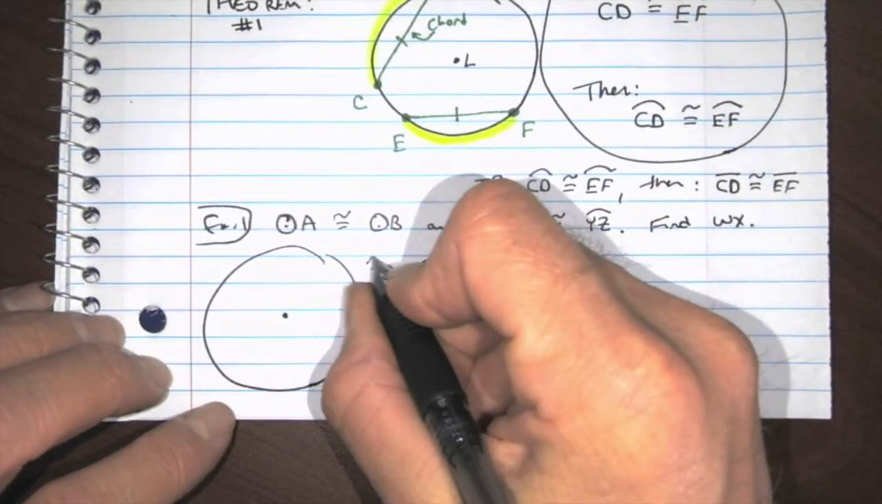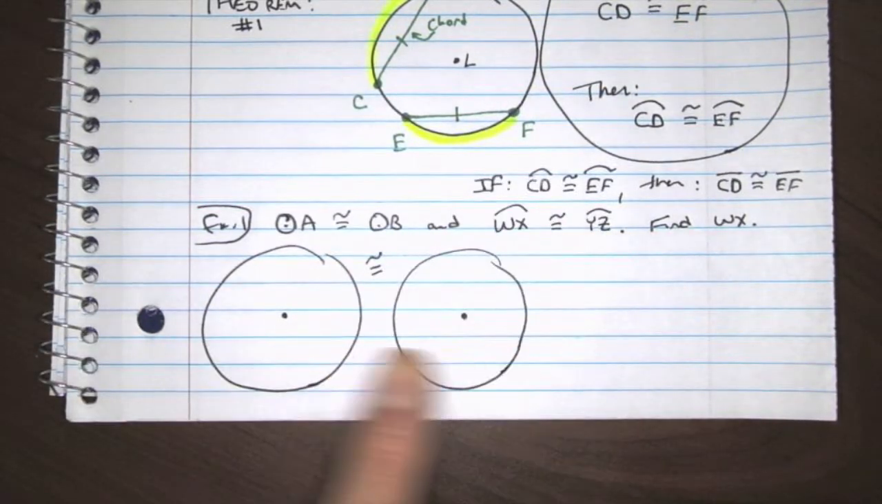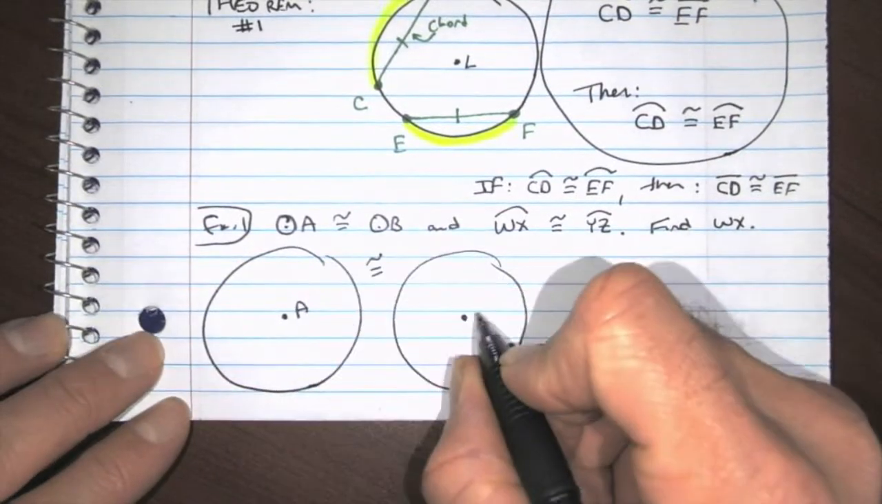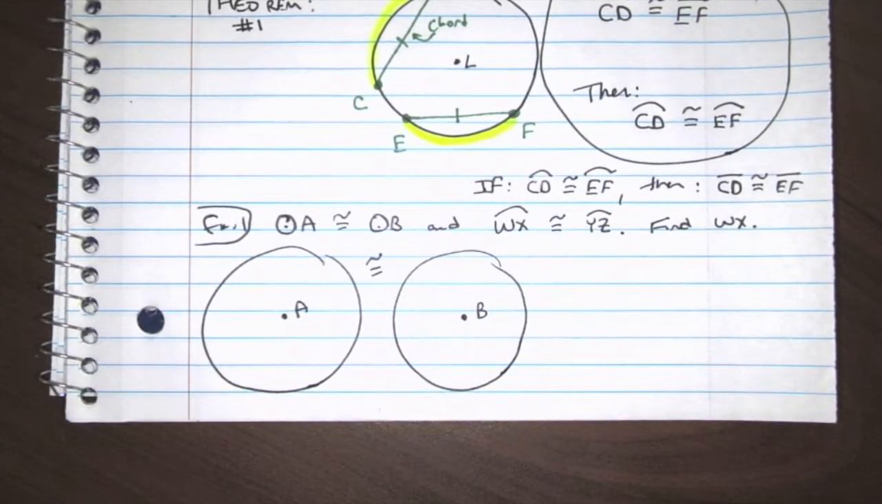We're gonna say these are two congruent circles. They're exactly the same, even though they don't look the same. This is gonna be circle A. That's gonna be circle B. I'd like you to draw a chord on circle A.